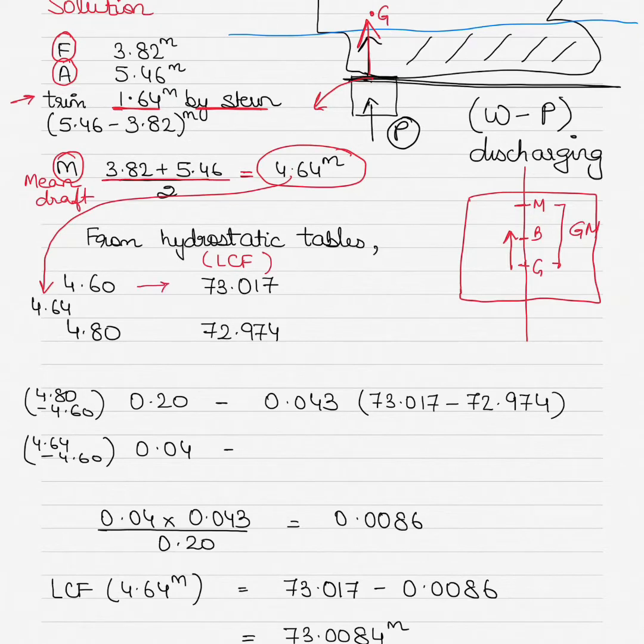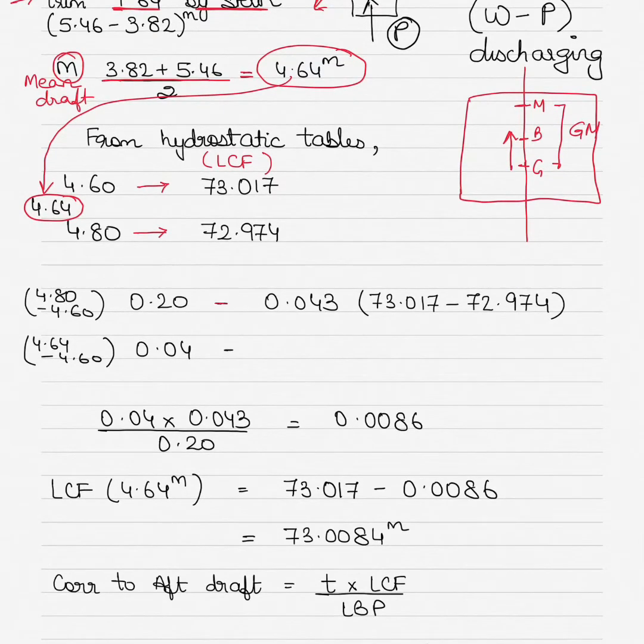So basically I noted down the LCF values for the drafts of 4.6 and 4.8 from the hydrostatic tables. But because I need it for a mean draft of 4.64, I will be doing some interpolation. So you can see the interpolation is shown here. For a difference of drafts of 0.20 meters, which is the difference between 4.8 and 4.6, the difference of LCF is 0.043, which is the difference of the LCF values for the drafts of 4.6 and 4.8. Right? These are the LCF values.